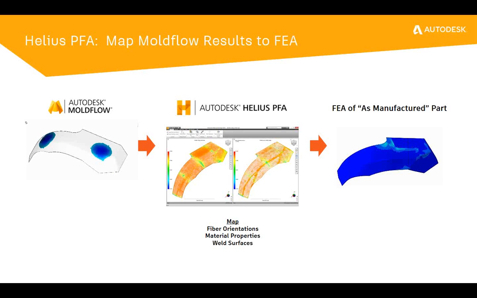And then the middle part is where we can use the Helius PFA software to transfer the results of those manufacturing simulations, such as the fiber orientations or the weld surfaces, and utilize those as inputs into the material properties to feed our finite element analysis. And so in addition to fiber orientations and weld lines or weld surfaces, we can also define nonlinear material properties.